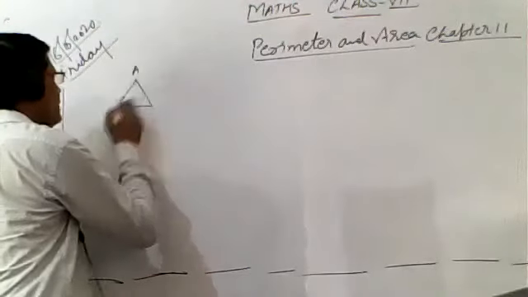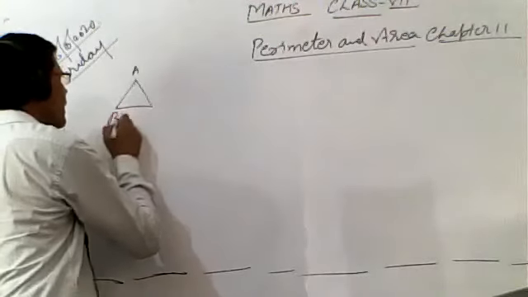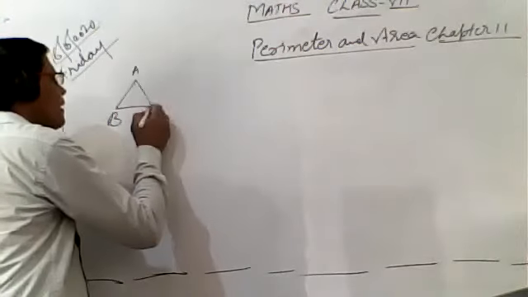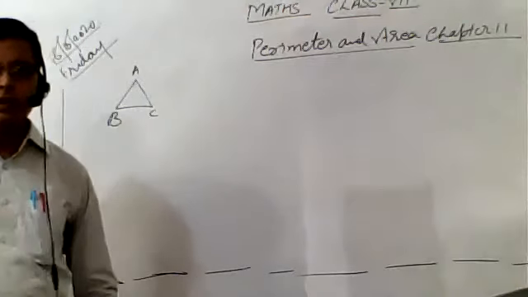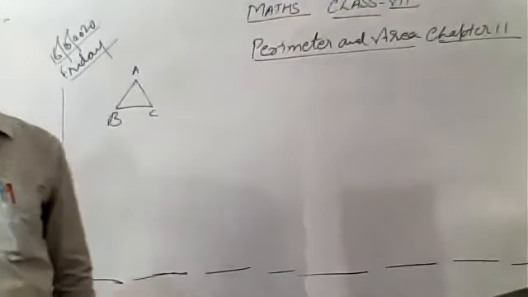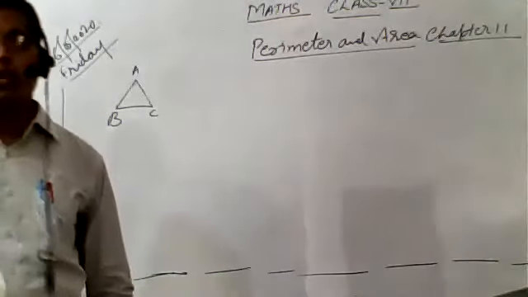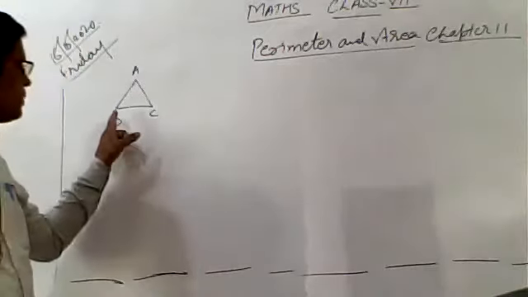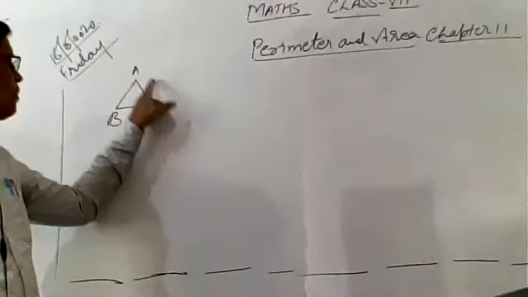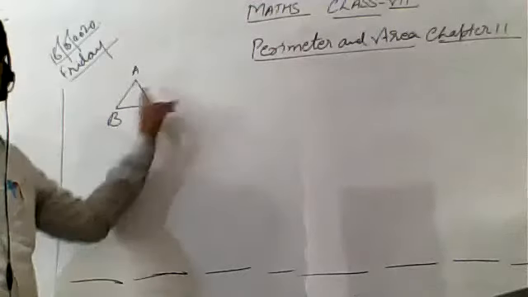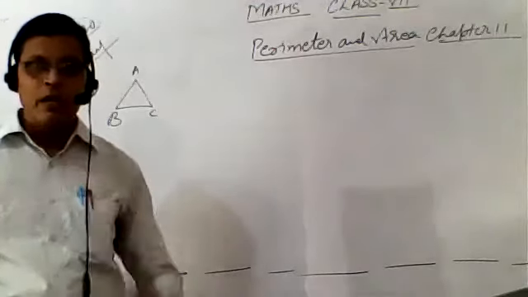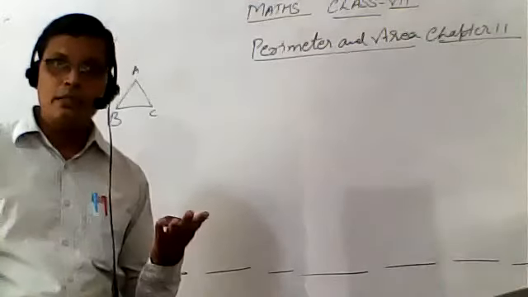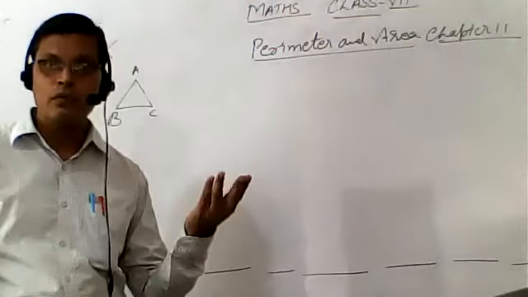And now we write the name ABC. This is the triangle. And here it is written, perimeter is the distance around the closed figure. That means the distance around the figure is called perimeter. In a polygon, the sum of all the sides is called the perimeter.